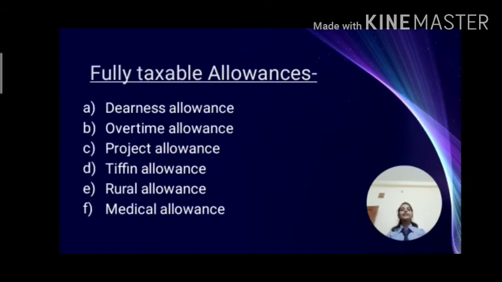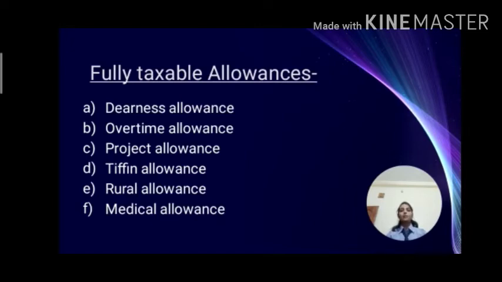The very first is dearness allowance. The dearness allowance is paid to the employee to compensate for the rise in the price level. It is a fixed percentage of the person's basic salary that is added to the basic pay to calculate the gross salary. The next one is overtime allowance. When an employee works extra hours over and above his normal hours of duty, he is provided some extra wages, and that is known as overtime allowance.